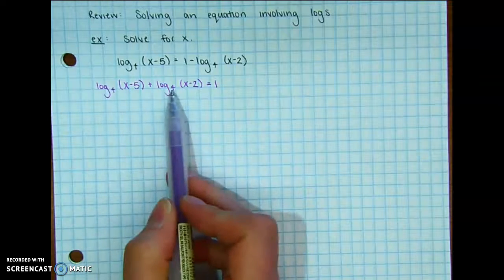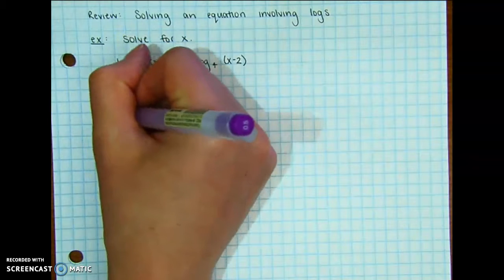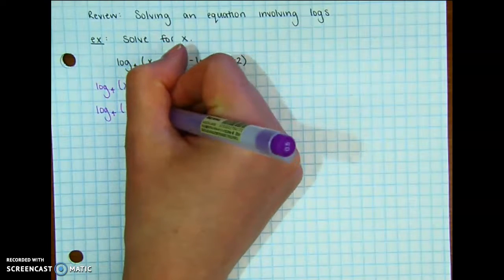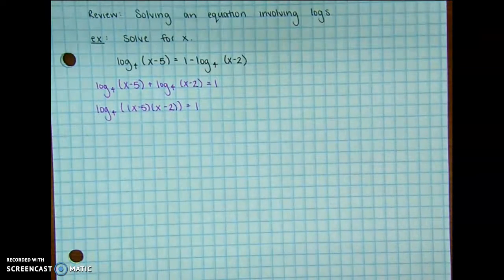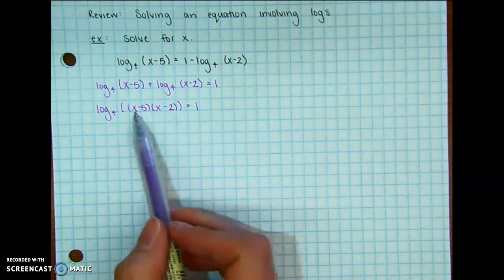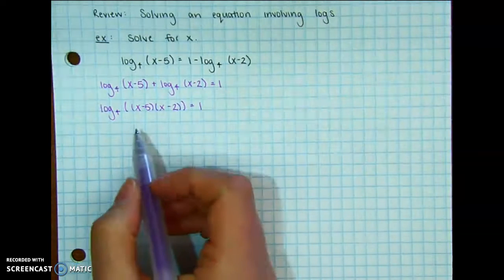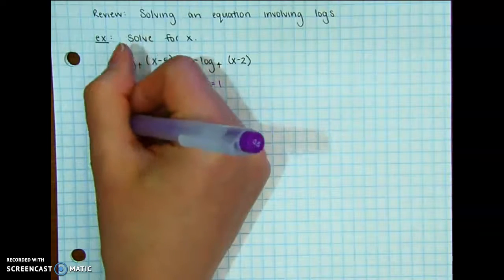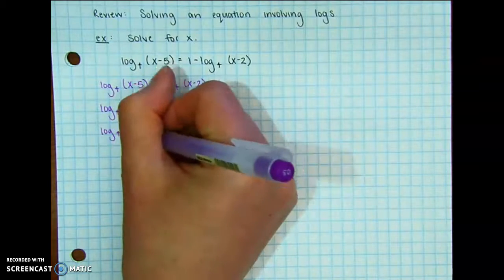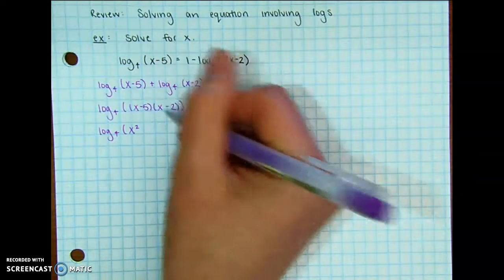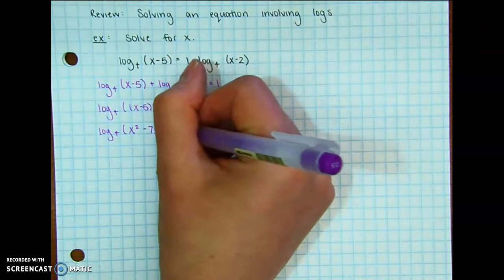Now, because I've got two logs with the same base and they're adding, I'm going to use the product property, and I'm going to rewrite this as log base 4 of x minus 5 times x minus 2. You have a couple options. You could either multiply this out or rewrite it in exponential form. It doesn't really matter which way we go. So I'm going to just multiply it out. x times x is x squared, and then we'll have negative 2x minus 5x, so that's negative 7x, and negative 5 times negative 2 is positive 10.